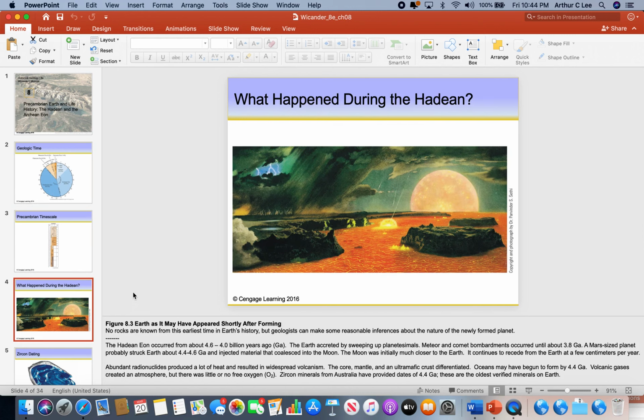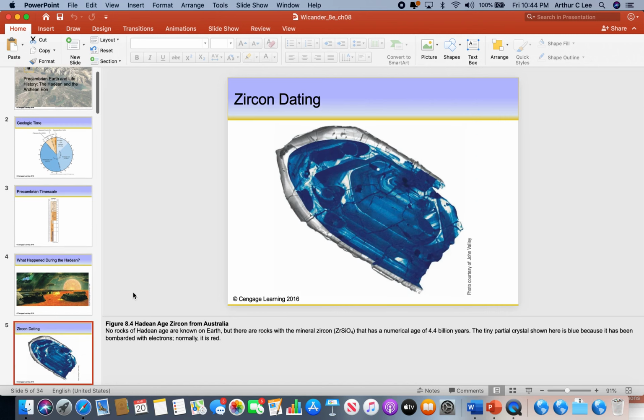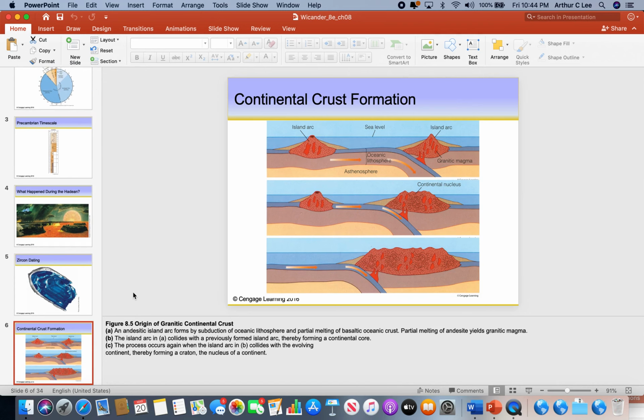Last time we did talk about the Hadean, 4.6 to 4 billion years ago, and so I'm not going to go into that. Here's where we left off. We're starting off talking about the Archean Eon next, and that's from 4 billion years ago to 2.5 billion years ago.